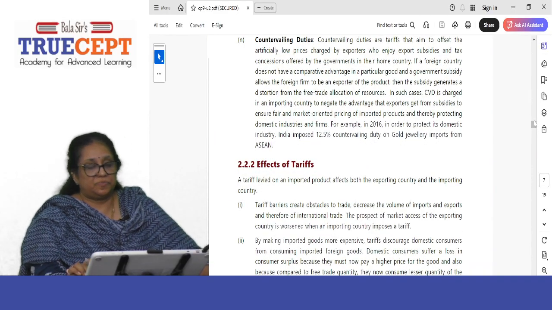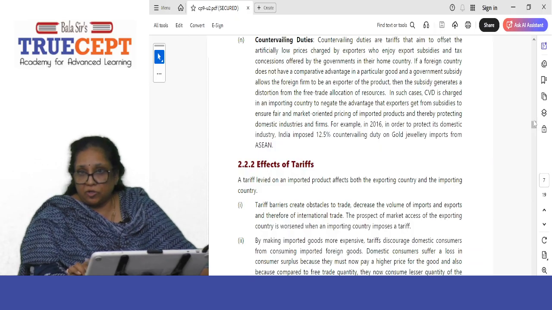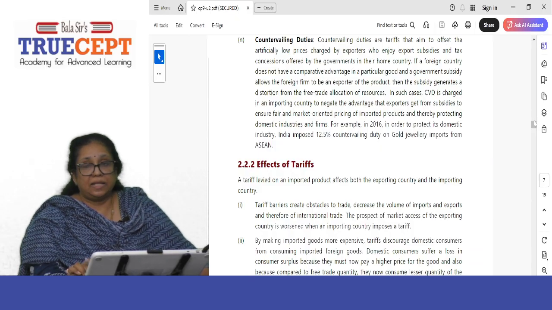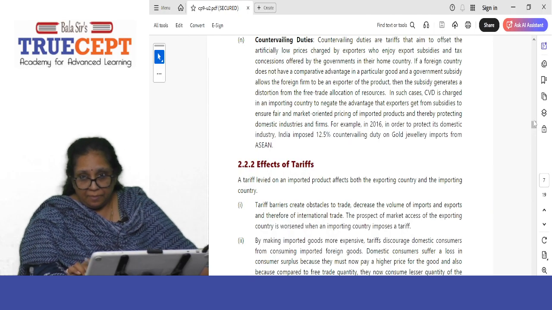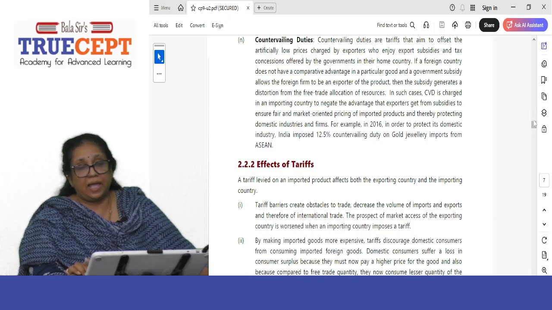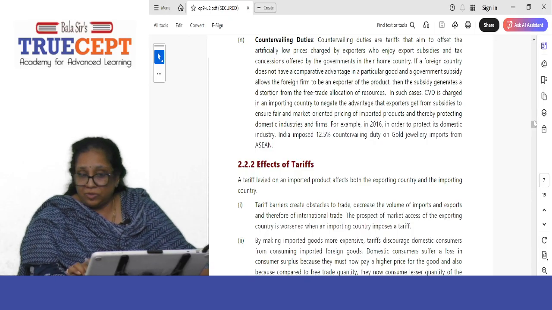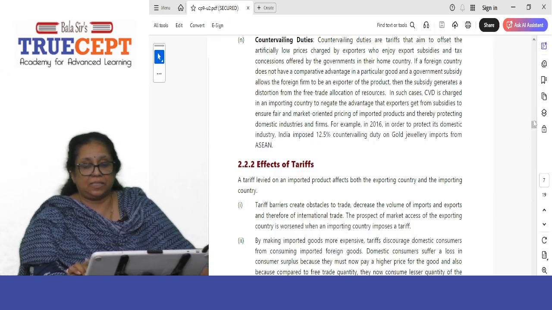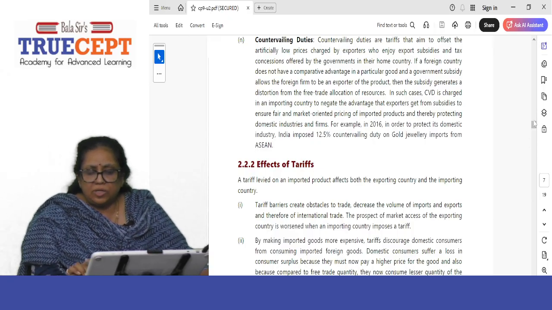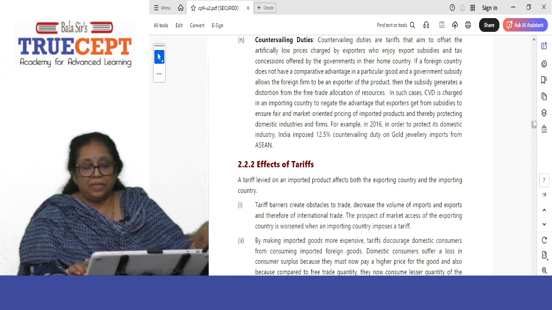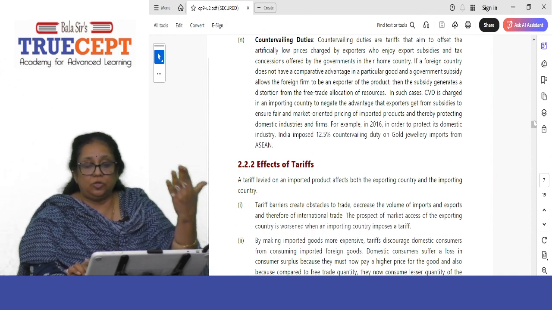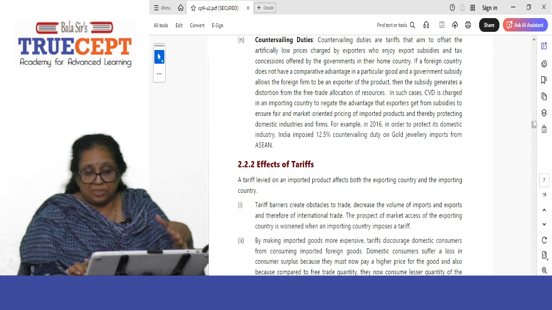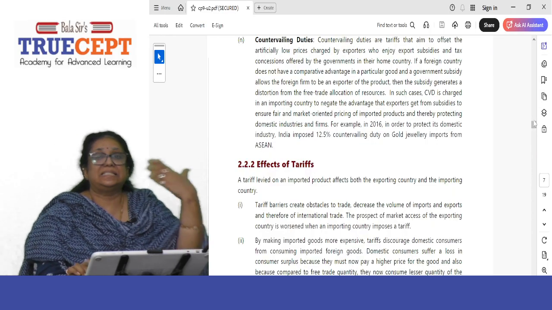These are the ones. Countervailing duties also. So here we have specific tariff, ad valorem tariff. Then we talked about preferential tariff, and then we talked about NAFTA. Then here you can look into anti-dumping duties and countervailing duties. Countervailing duties aim to offset the artificially low prices charged by the exporters because they enjoy a lot of export subsidies in their country.